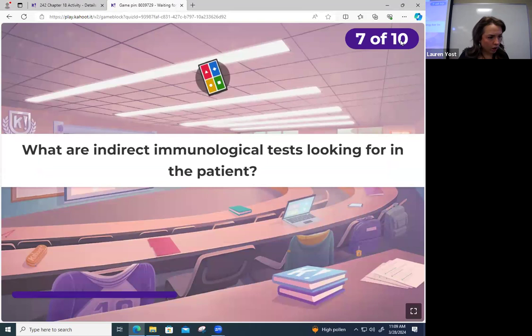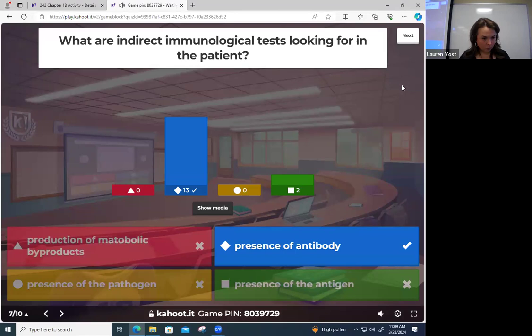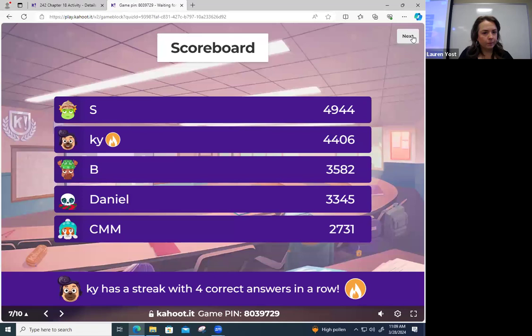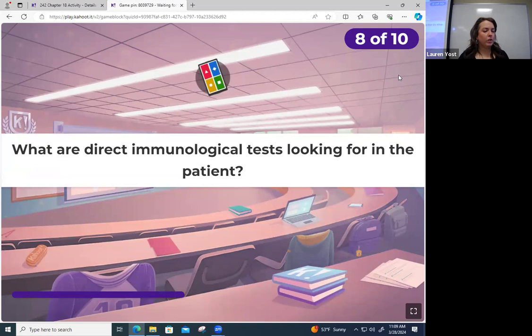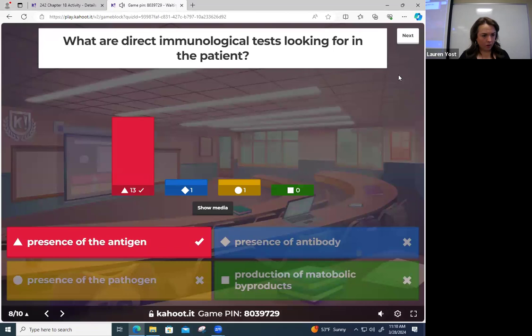What are indirect immunological tests looking for in the patient? Indirect: looking for the presence of antibody in the patient. Very good job, guys. Number eight, what are direct immunological tests looking for in the patient? The other side. This is the presence of antigen, of course. Good work.